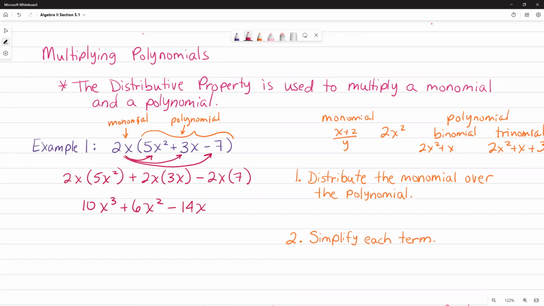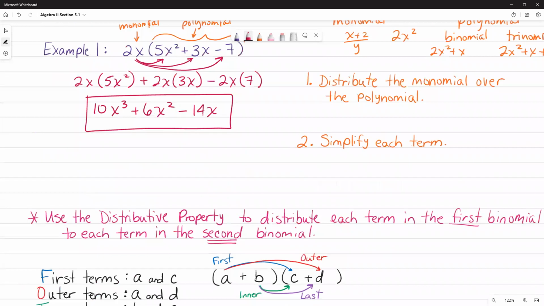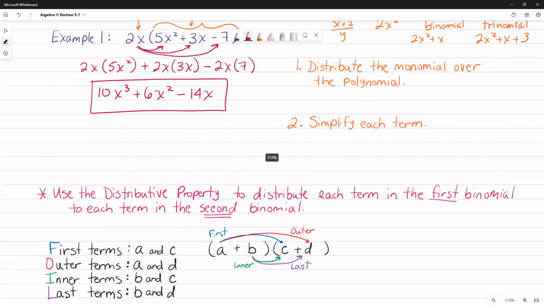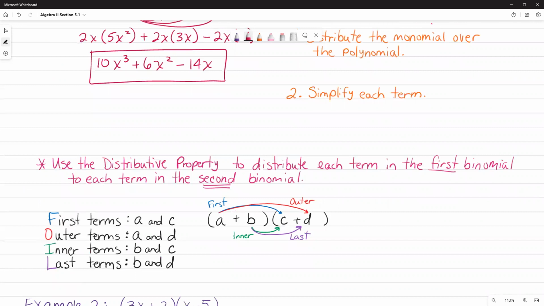Everybody good so far? We know what's going on. Okay. All right, so let's move on to the next level. That's the basic combining a monomial with a binomial.